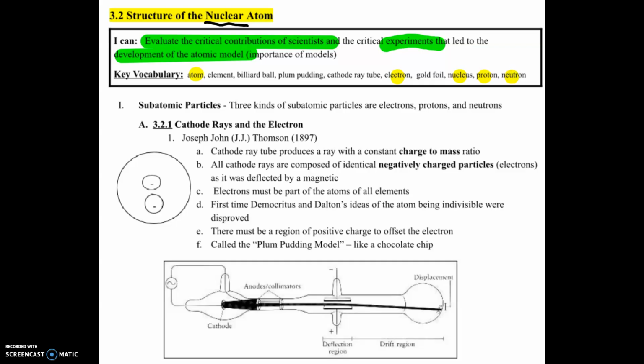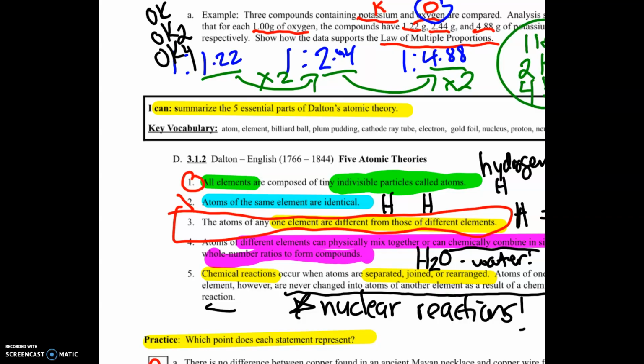Okay, so let's start at the beginning. Where we left off, Democritus and Dalton had kind of come up with the idea of atoms being small, indivisible particles, but we know that that's not true. If we didn't discuss it in class, I'm going to go over it really quickly now.